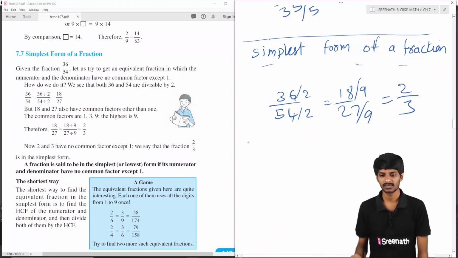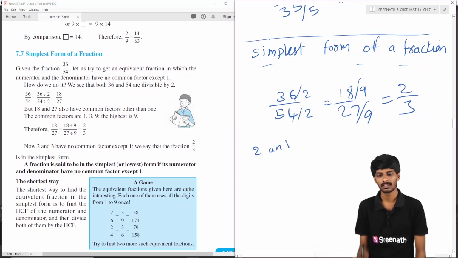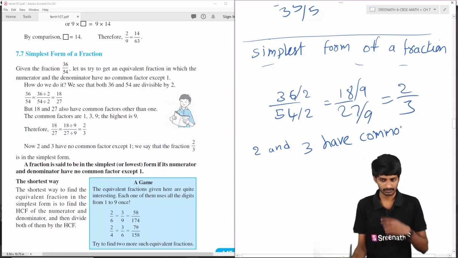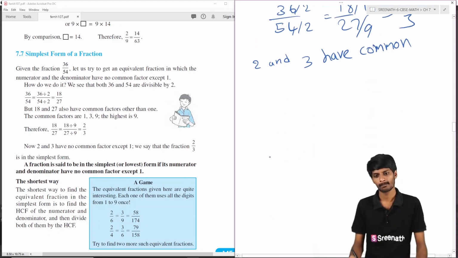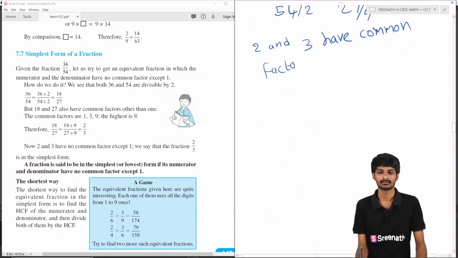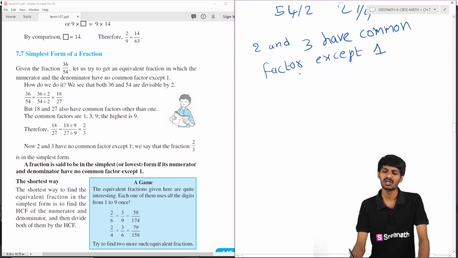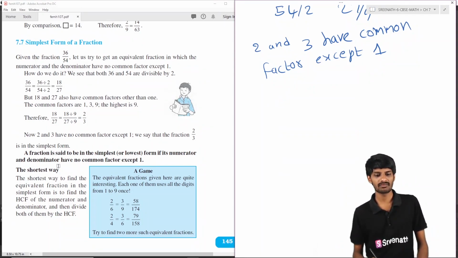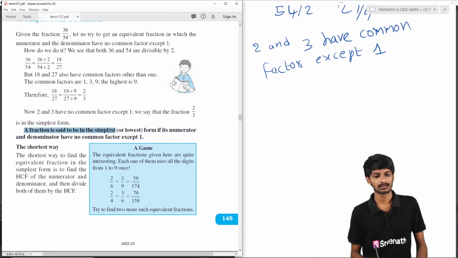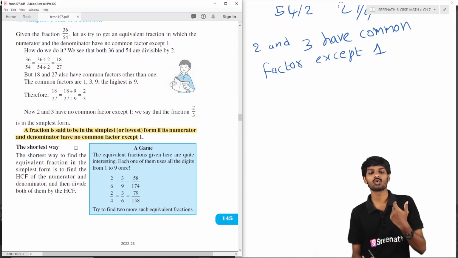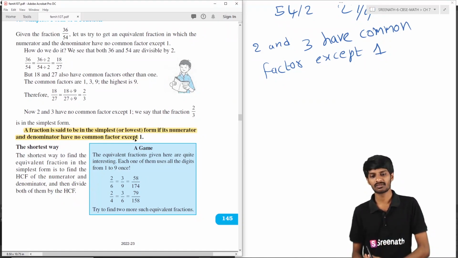So 2 and 3 have no common factor except 1. So 2 by 3 is in the simplest form, students. A fraction is said to be in the simplest or the lowest form if its numerator and the denominator have no common factor except 1.